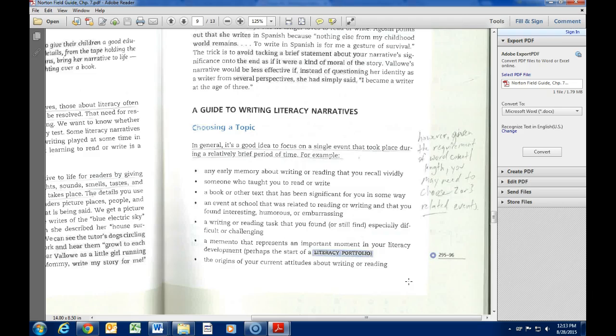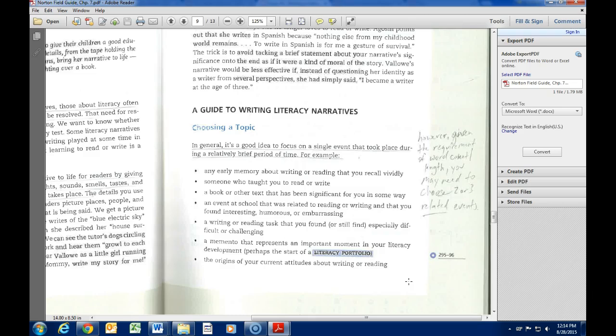So rather than an essay that spans that amount of time, you should focus on specific literacy events in your life. So for example, an early memory about writing or reading that you recall vividly, someone who taught you to read or write, a book or other text that has been significant for you in some way, an event at school that was related to reading or writing and that you found interesting, humorous, or embarrassing, a writing or reading task that you found or still find especially difficult or challenging, the origins of your current attitudes about reading or writing. Any of these things or all of these things are things that you can address.